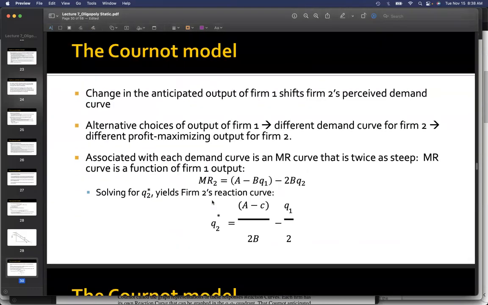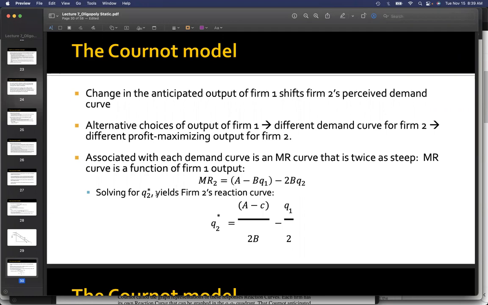Okay. So a change in the anticipated output of firm 1 shifts firm 2's perceived demand curve down, or up if firm 1's output goes down. Alternative choices of output of firm 1 give different demands for firm 2, and therefore a different profit maximizing output for firm 2. Now, associated with each demand curve is an MR curve that is twice as steep. So whatever this is, again, it's just a number. The marginal revenue of firm 2 is just twice as steep. That's why instead of minus B, it's just minus 2B.